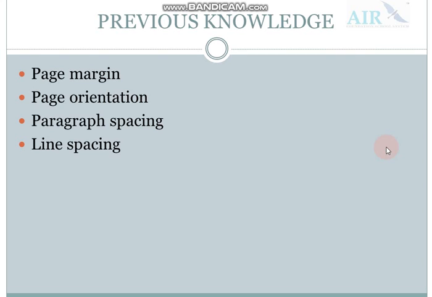And what is page orientation? Orientation is basically the layout position of the document. Paragraph spacing is basically the spacing between the paragraphs. And line spacing is basically the space between the lines in a paragraph of a Word document. And we also did the practical work regarding page margin, orientation, paragraph spacing and line spacing.